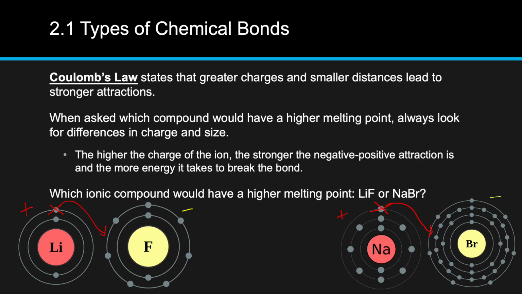So it only has 1 energy level occupied, which means it's a really small ion. Then looking at sodium, sodium lost its 1 electron in the third energy level, so it only has 2 energy levels. However, that is more than lithium, so sodium ion is much larger than the lithium ion. Same with fluorine. Fluorine has only 2 energy levels, while bromine has 4 that are occupied. So fluorine is much smaller than bromine.